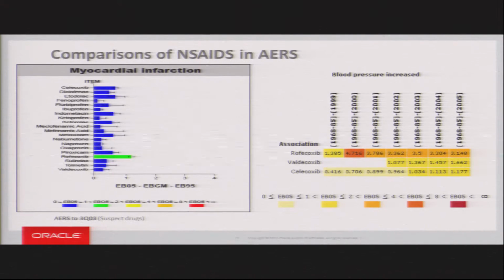On the right-hand side, we see that even minor events like blood pressure increased with the 3 COX-2 inhibitors. The rofecoxib was definitely showing to be a much bigger estimate, even in the year 2000, which was several years before the Vioxx scandal came to light.